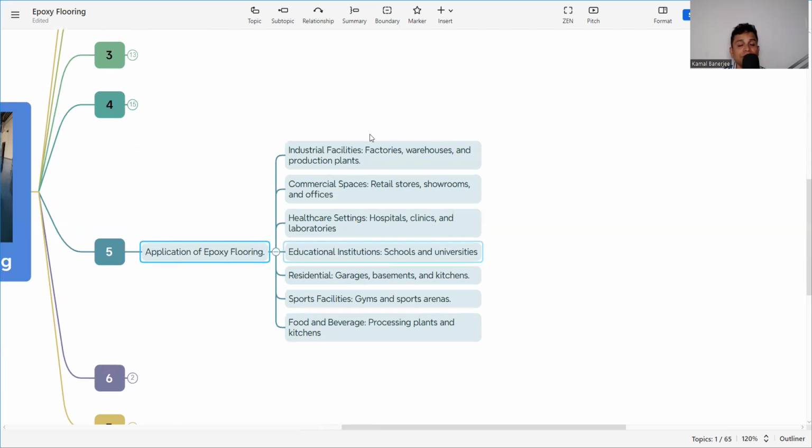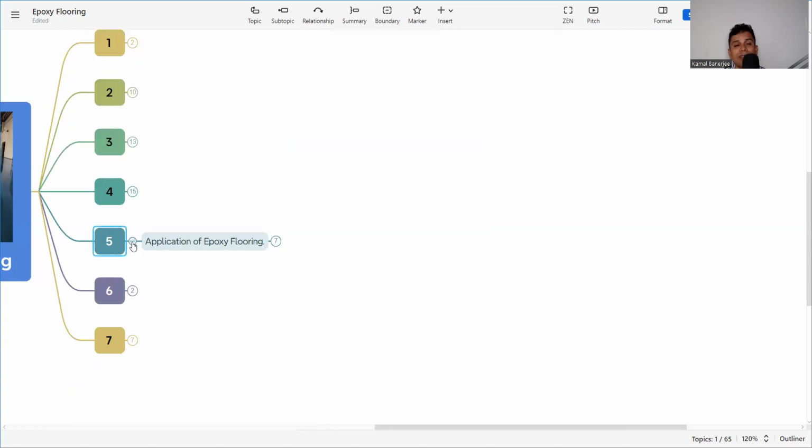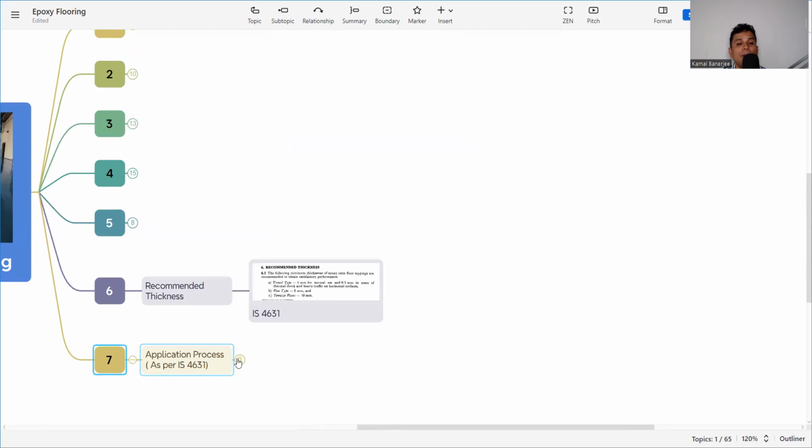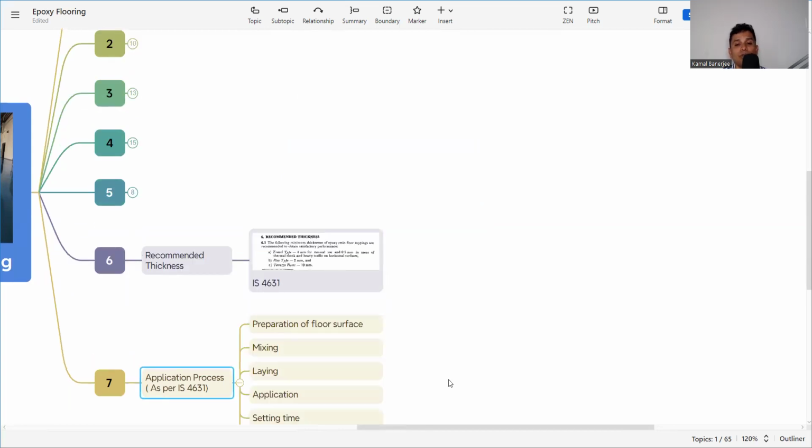These areas require high traffic demand, resistance to chemical attacks, moisture and everything. So normal flooring will not withstand. That is why epoxy flooring, and we need to do epoxy flooring as per the code, that is 4631 and 9197. Then the recommended thickness, that we already discussed. What is the recommended thickness and what is the application process? Let's see what 4631 says about the recommended thickness.